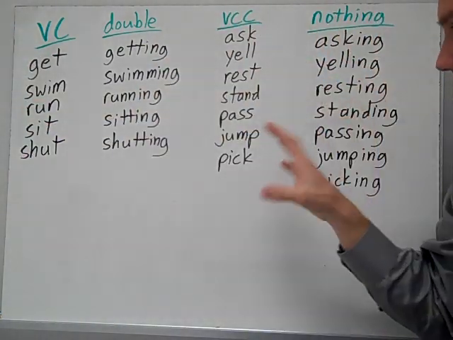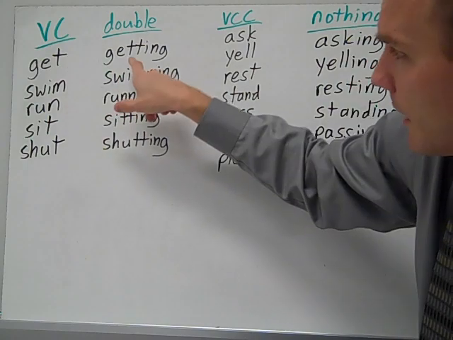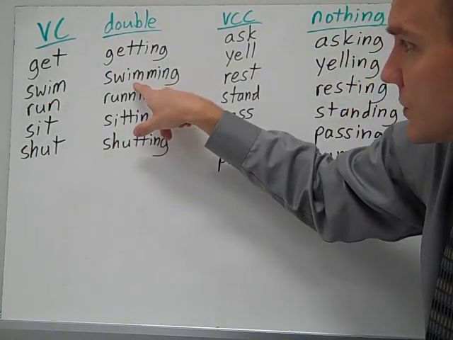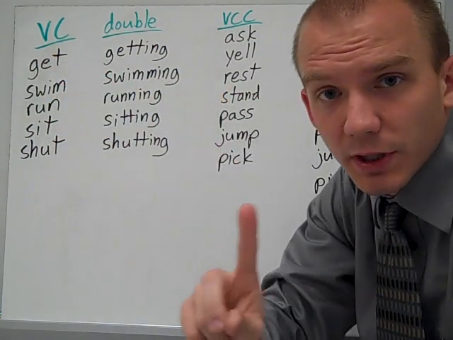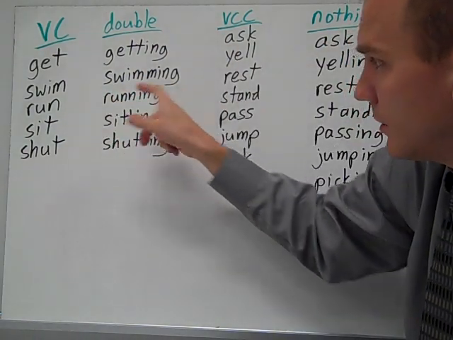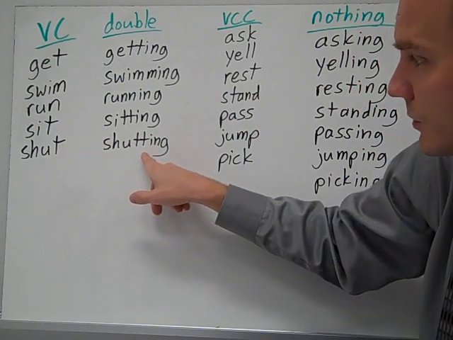Here's some other examples for your whole sort. Your VC words are get, and that becomes getting when you double the T. Swim becomes swimming, and you double the M. Again, vowel-consonant, so there's only one consonant, so you have to double it, two M's, and then ing. Run becomes running, sit becomes sitting, and shut becomes shutting.